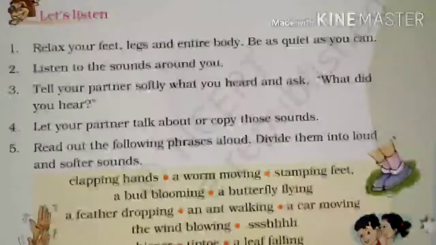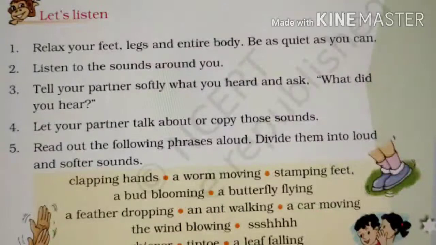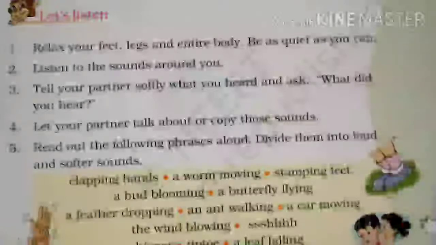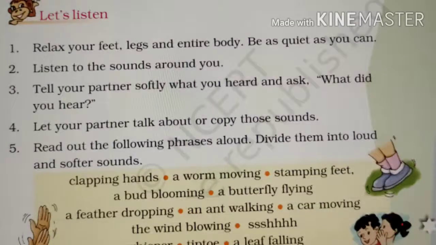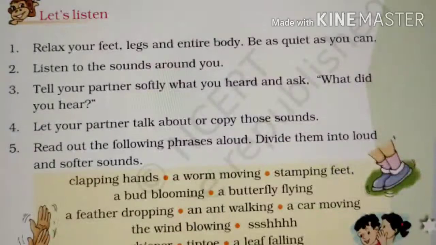Let's Listen is the last heading. Now let us see what we have to do. Step 1: Relax your feet, legs and entire body. Be as quiet as you can. Step 2: Listen to the sounds around you. Step 3: Tell your partner softly what you heard and ask, what did you hear? Step 4: Let your partner talk about or copy those sounds. Number 5: Read out the following phrases aloud. Divide them into loud and softer sounds.